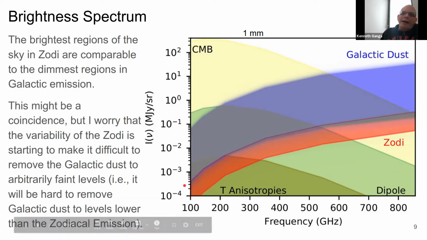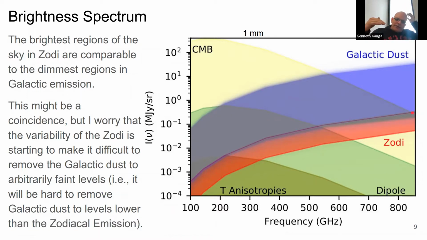And the fact that the brightest zodiacal regions basically coincide with the dimmest galactic regions makes me think that we are confusing, on large angular scales, some of the brightest zodiacal emission with some of the dimmest galactic emission. So because the zodi is variable, it could make it difficult to remove galactic dust at the lowest levels on the largest angular scales. And most people who know what happened with BICEP, for example, know this can complicate that as well.